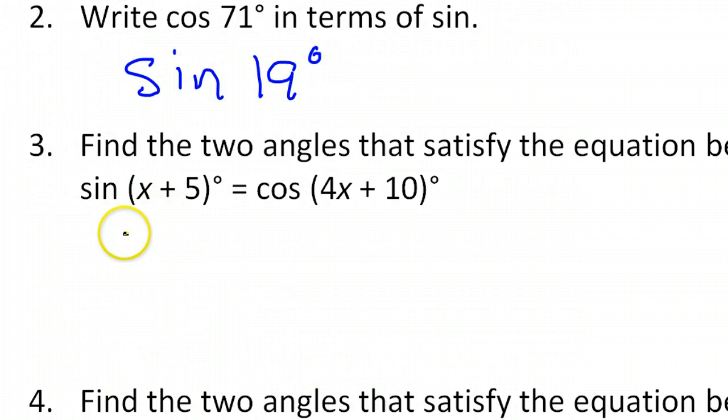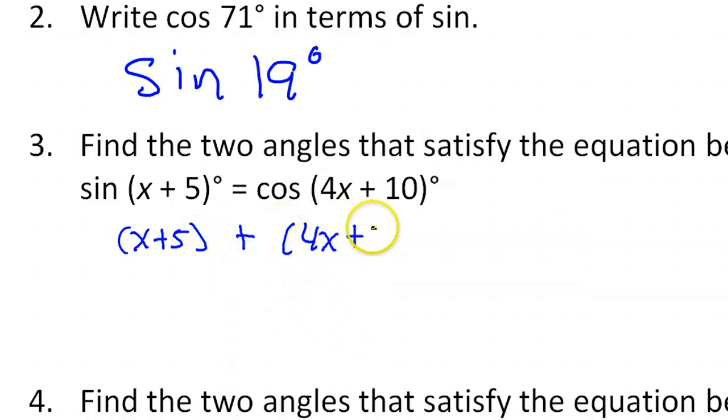All right, in other words, x plus 5 plus 4x plus 10 must equal 90. All right, these have to add up to 90 degrees. So I need to solve this equation for x, and I'll have to plug that back in to figure out what the actual angles are.